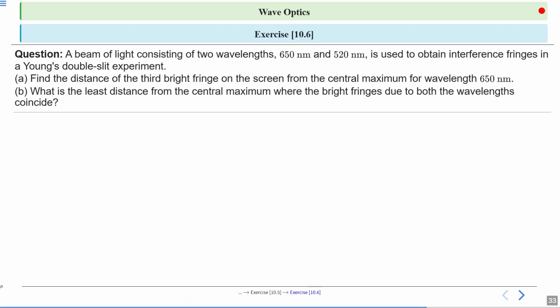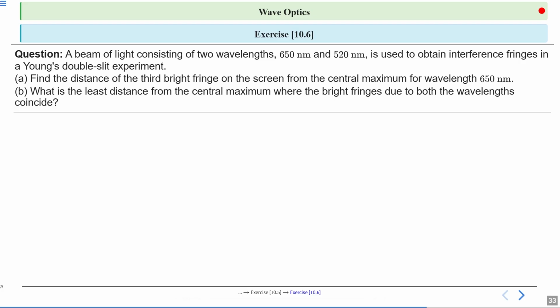Okay, so they are used to obtain interference fringes in a Young's double slit experiment. So the first part is you have to calculate the distance of the third bright fringe from the central maxima for the first wavelength, that is 650 nanometer.